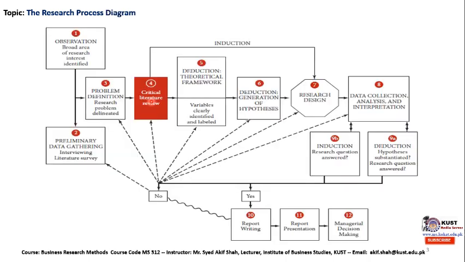The research process diagram is once again the same. We have discussed the observation, which is the broad problem area of the research interest. In our case, we have selected the low productivity of the organization. And then we discussed the preliminary data gathering, which was the interviewing technique. In today's lecture, the prime focus will be on the literature survey, which is the secondary source of getting the initial data for the broad problem area to be defined clearly in our next step.